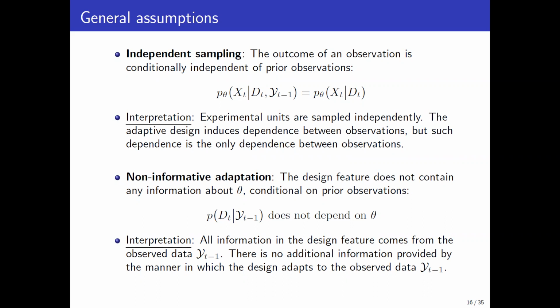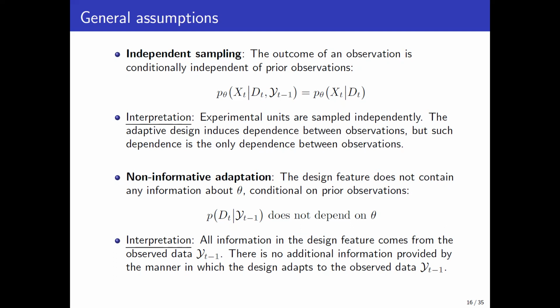And you can probably see that that's going to be satisfied for many designs. It doesn't exclude things like cluster designs. So X here could be multivariate. It could include clusters of correlated observations, as long as those clusters have the same design feature. And of course, it would also include individually randomized studies where you're assuming independence between individuals.